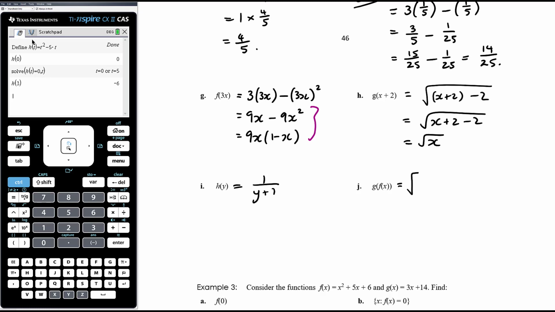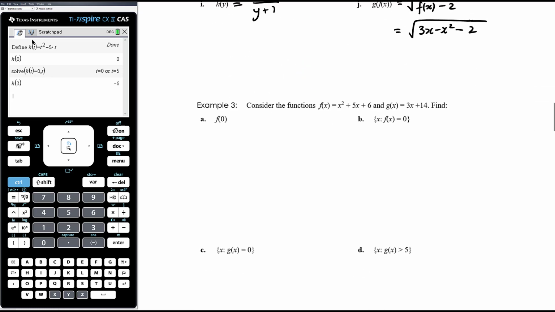So essentially g of x is the square root of x minus 2. So g of f of x is the square root of f of x minus 2. And f of x is 3x minus x squared, minus 2. Okay, there's no like terms under there, we can't collect that. You can reorder them if you want, but that's as simple as that's going to get.